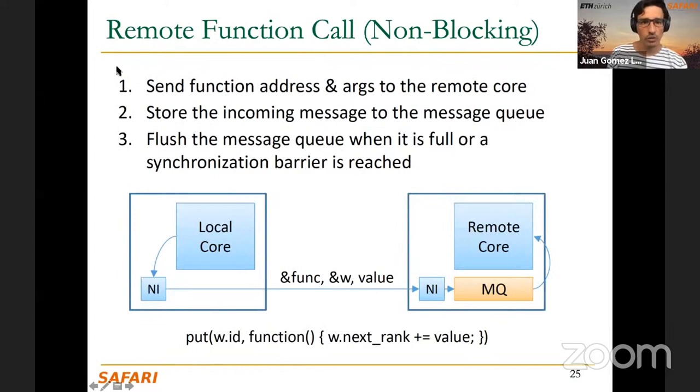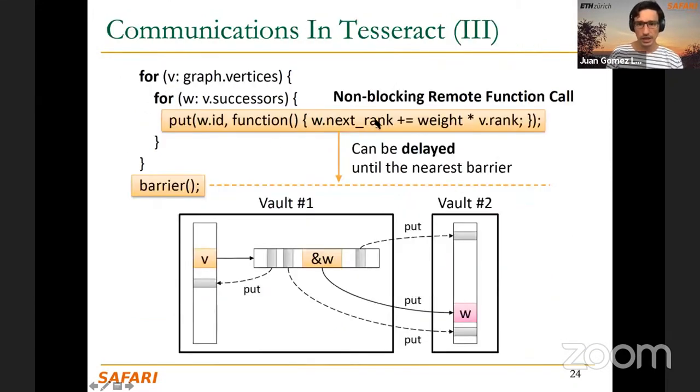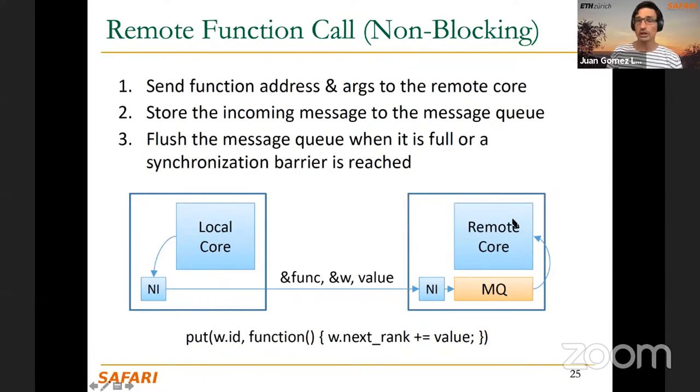So this is how it works. There are three different steps. These are the cores that we are talking about: a local core that calls this remote function, and a remote core that will execute it. In the first step, we send the function address and arguments to the remote core using the put API, sending the identifier of the node that needs to be updated and the function that we are going to apply on this node. This call is received in the network interface of the remote core and is stored in a message queue for the remote core.